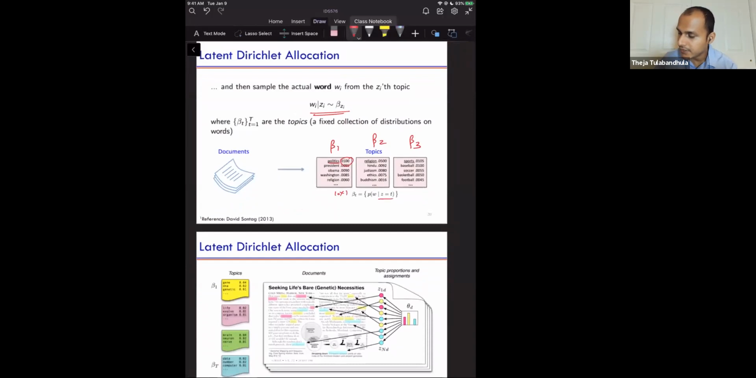So given z is equal to t just means whether it's topic 1, topic 2. This t is 1 or 2 or 3. It's saying if it's topic 1, then look at this list, basically the probability of each word. And if it's 3, just look at this list. So that's how you get a document.